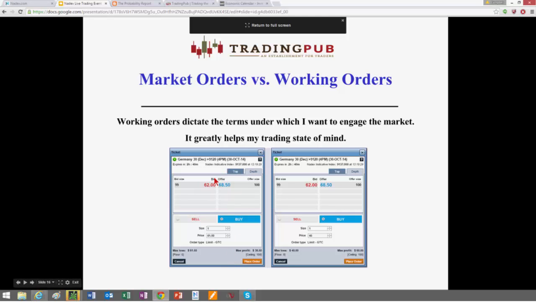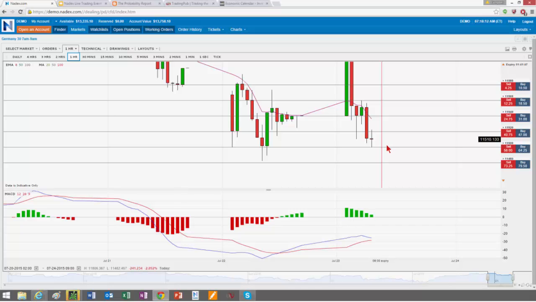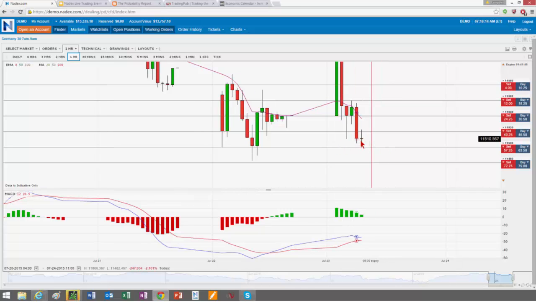So if I like where I am in the market, I can take a market order. More often than not, I like to place a working order or a pending order. And that's basically a good till cancel order where I determine the price at which I want to buy or sell the market. So if I've got plenty of time left in a trade, what I will do is put an order in.